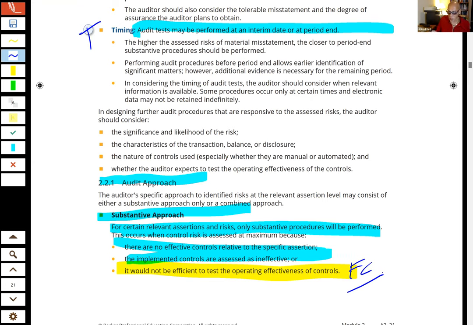But if you find yourself in that sort of environment, they give us the option of saying, even though I think the assessment of risk of material misstatement is less than the maximum, I'm going to go straight to the substantive testing. If you believe it is more efficient, they do allow that. Question. Again, I think that's rare, but okay, the standards allow for that. Okay, good.